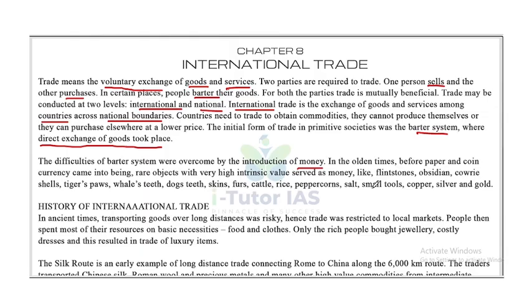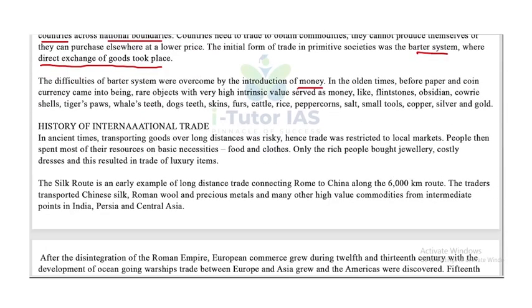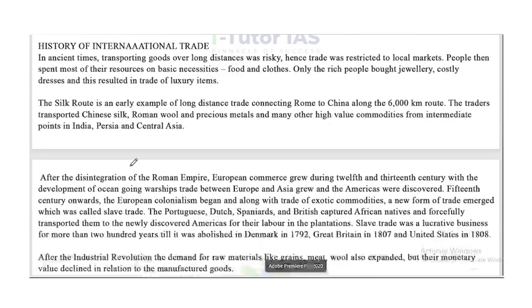Now, history of international trade. In ancient time, transporting goods over long distances was risky. Hence, trade was restricted to local markets. People then spent most of their resources on basic necessities, that is, food and clothes. Only the rich people bought jewelry and costly dresses, and this resulted in trade of luxury items.